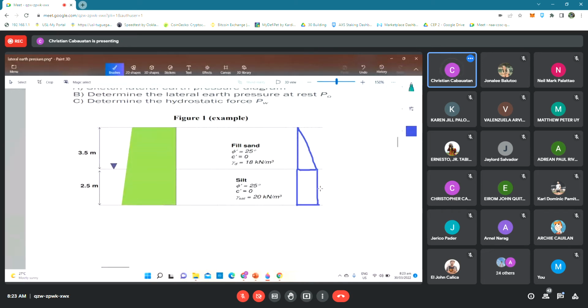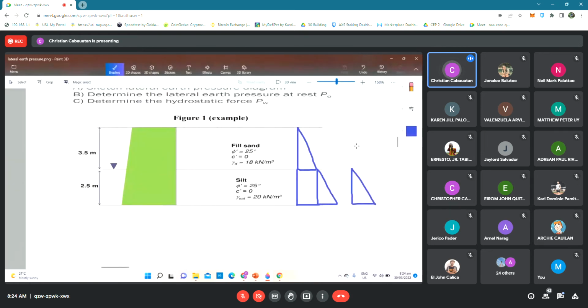And then, because it is a saturated weight, there is an additional effect wherein there is an additional triangle for it. Okay, and then it was subjected to the groundwater table. Therefore, you have to separate the effect of your groundwater table. Okay, so like that.